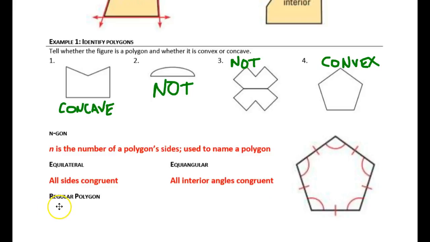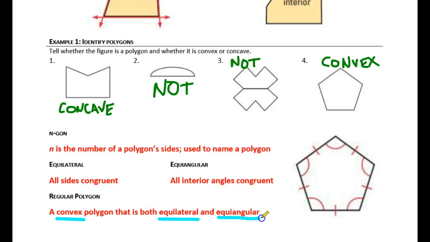And if you have a regular polygon, it is convex. That's important that you understand that only convex polygons can be regular. And it has to be both equilateral and equiangular. Concave polygons can be equilateral and equiangular simultaneously, but because they're not convex, it will not be a regular polygon.